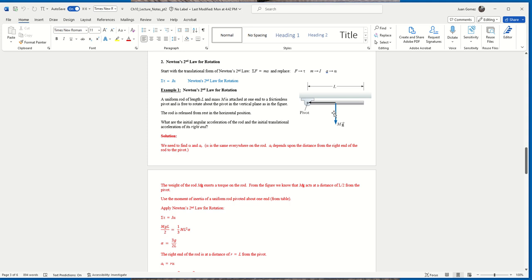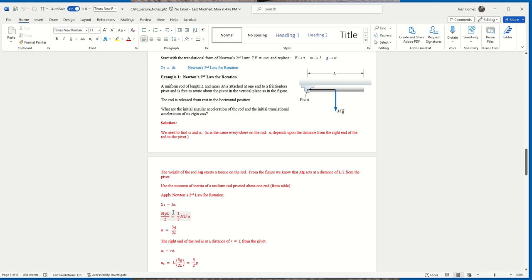So for the torque, the force is mg. Clearly it makes an angle of 90 degrees with the lever arm. The lever arm is indicated by this black arrow, and that lever arm is a distance of L over 2, because the weight of the rod acts at its cm, which is right at the center of the rod. So the force is mg, the lever arm is L over 2, and it's sine 90, because I want the initial angular acceleration. At the instant the rod is released, mg and the lever arm are at 90 degrees. So you get mg L over 2.